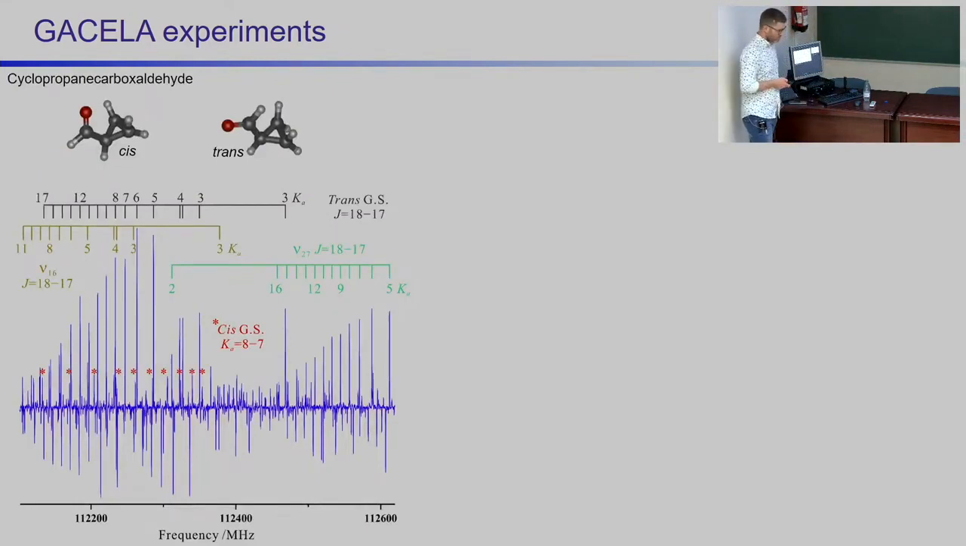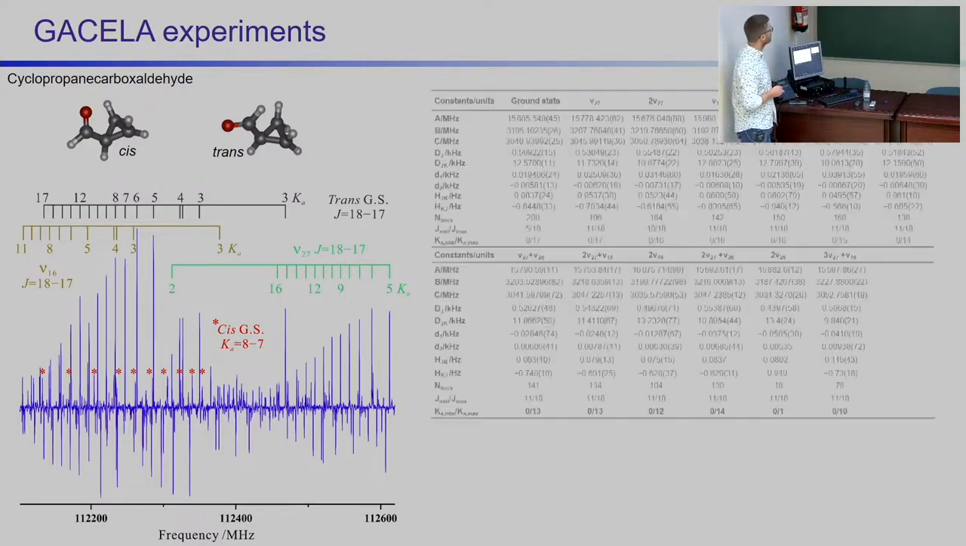A similar work done using Gazella is the study of the cyclopropane carboxaldehyde molecule. This molecule also has 2 isomers, and in the picture you can see a small region of our spectra observed with Gazella. As you can see, there are a lot of lines. They are coming from the trans isomer for the ground state and also for 2 vibrational states, and also here we can observe rotational transitions for the cis isomer.